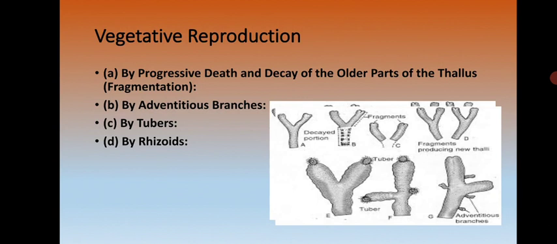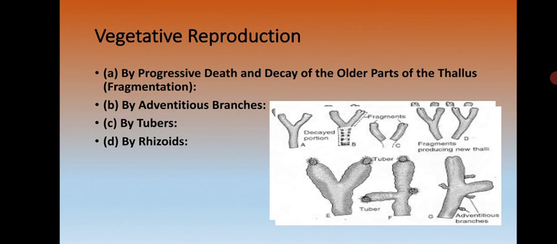The first one is fragmentation. It is a method of vegetative reproduction. Death and decay of the older or posterior portion takes place as the thallus attains maturity. This progressive death and decay continues till it reaches the dichotomy and separates the two lobes. Each surviving lobe develops into a new plant.